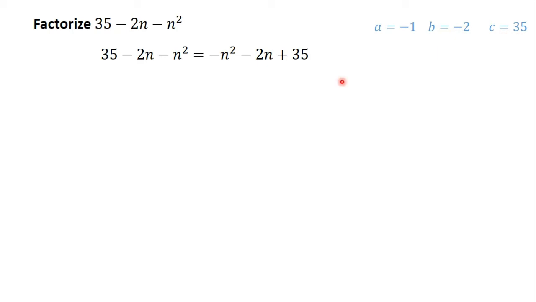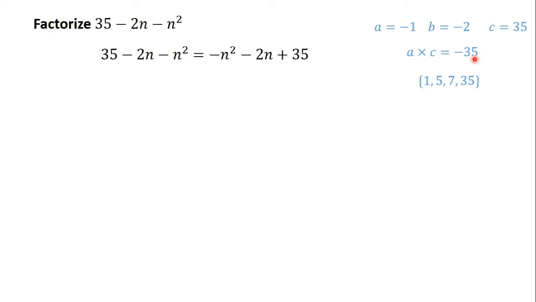The second step says that we should multiply a by c. a is minus 1, c is 35. a times c will give us minus 35 because minus 1 times 35 will give us minus 35. So a times c is giving us minus 35. We are going to look for two numbers that when you multiply, you will get minus 35. When you add, you will get minus 2. You will get those two numbers from the factors of 35.